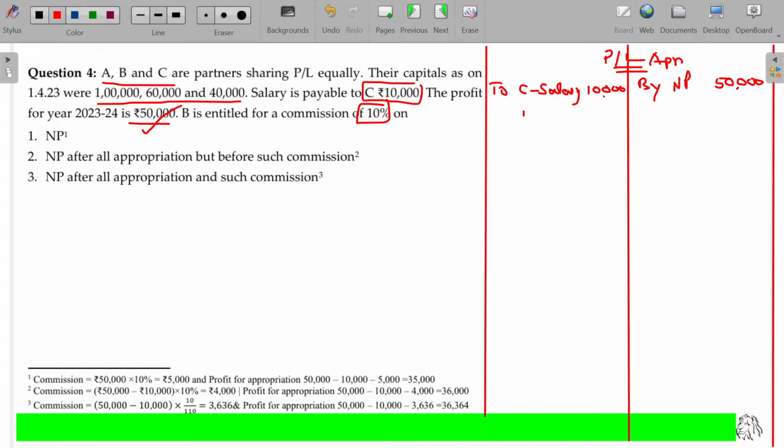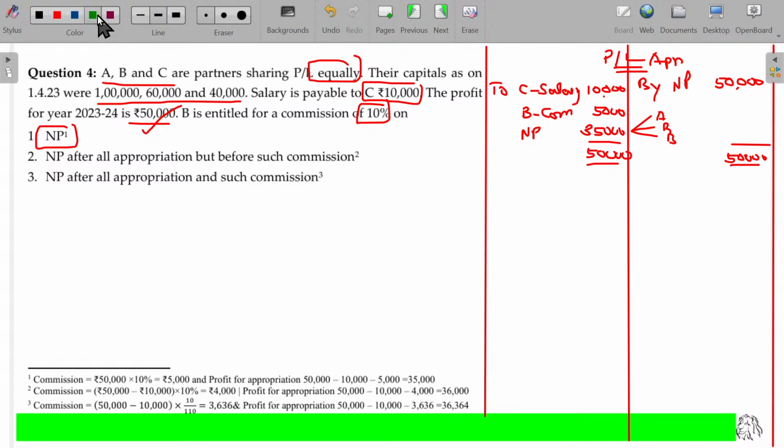And B gets commission. How much is that? On net profit, 10%. So net profit being 50,000, on that 10% being 5,000 rupees. Balance being 35,000 shared among the three partners equally. Is that okay? Should be shared for A, B, C equally. Equal partners.